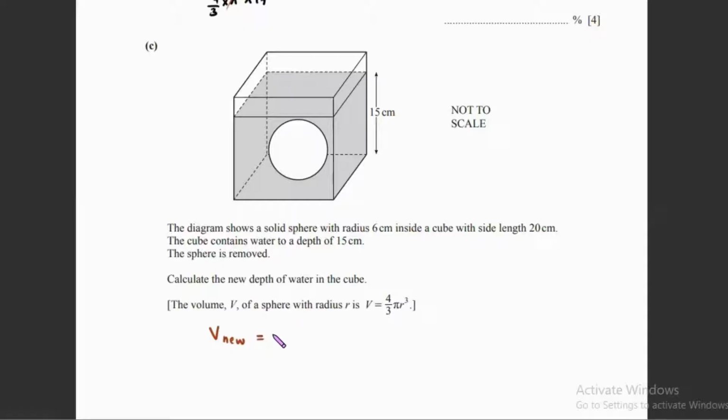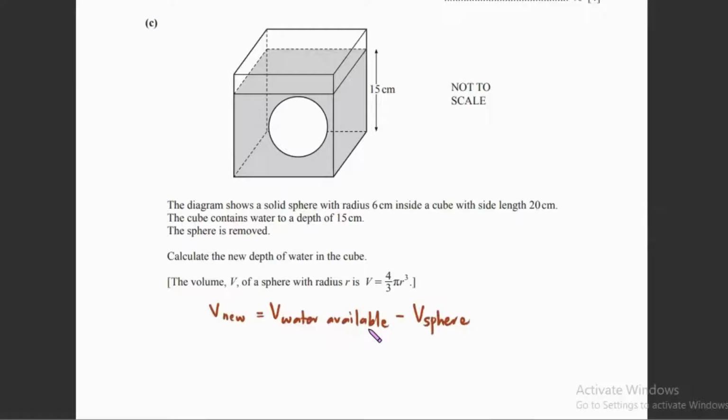So the volume of the water that is available is what I'm going to first calculate. From this, I'm going to deduct the volume of the sphere because the sphere is removed. Then when I do that, I can find the volume of water that is remaining. So the volume of water available is in the shape of a cuboid. In that case, it's going to be 20 times 20 because this side is 20, this side is 20. This is a cube, but the height of the water is up to 15 centimeters, which looks like a cuboid. So that's going to be 20 times 15.